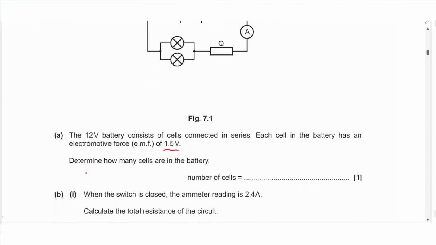So the EMF should be equal to the number of cells multiplied by the EMF of each cell. So we have the total is 12 and the number is required, and the voltage of each cell is 1.5. So we divide 12 by 1.5, we get 8 cells.